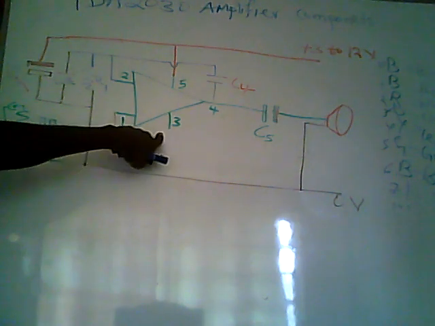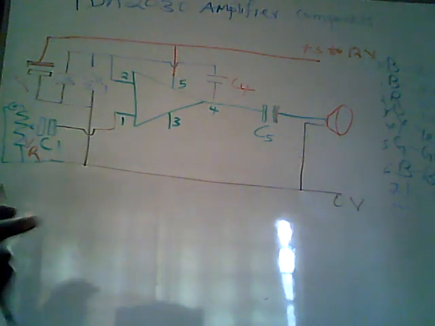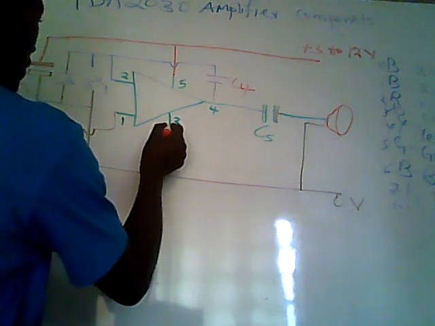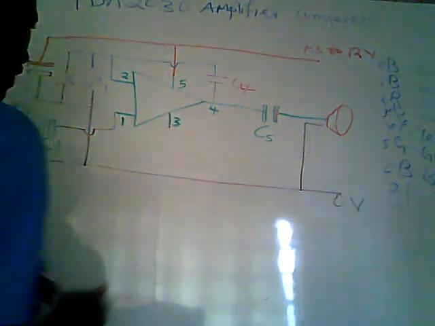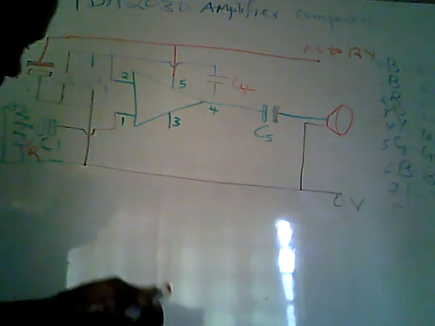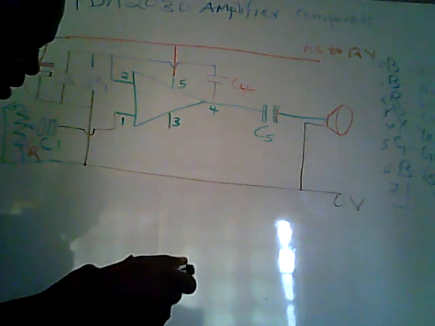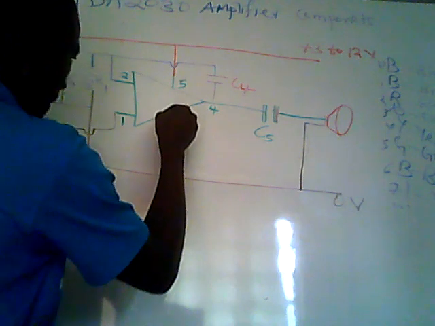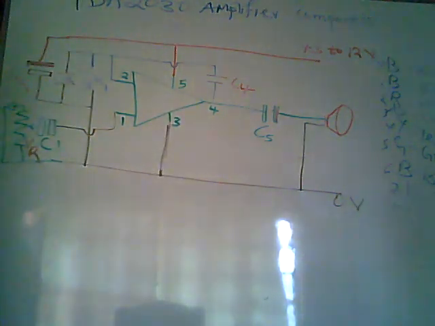So we remain with pin 3. Where do you think pin 3 is? Ground direct. There is no resistor, no capacitor. It is ground direct. Let's use black. Black always represents ground.